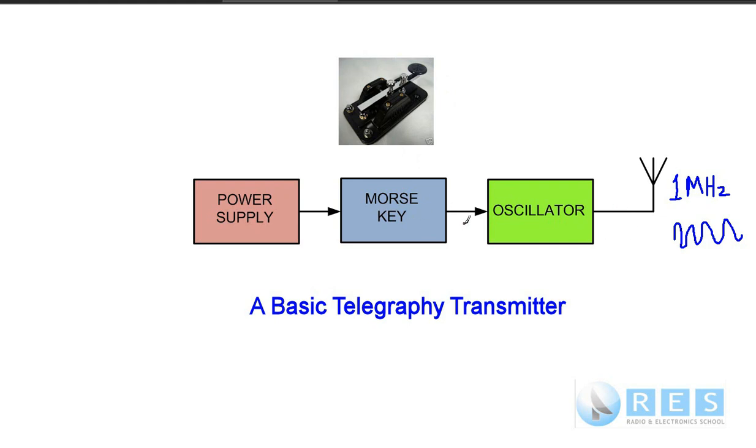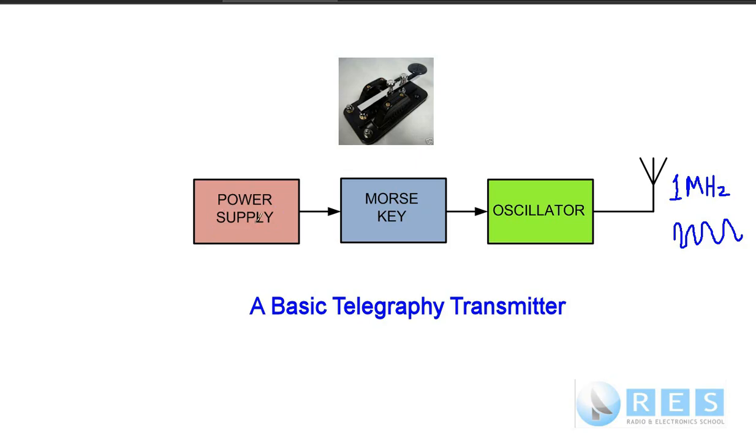So if we prearrange a code with another operator, we could turn the key on and off and send him messages. And of course, the code we use is Morse code. It's a universal international code. And by operating the Morse key in the right pattern of ons and offs, we can transmit a plain English message or any other message to another station. That's a basic telegraphy transmitter.